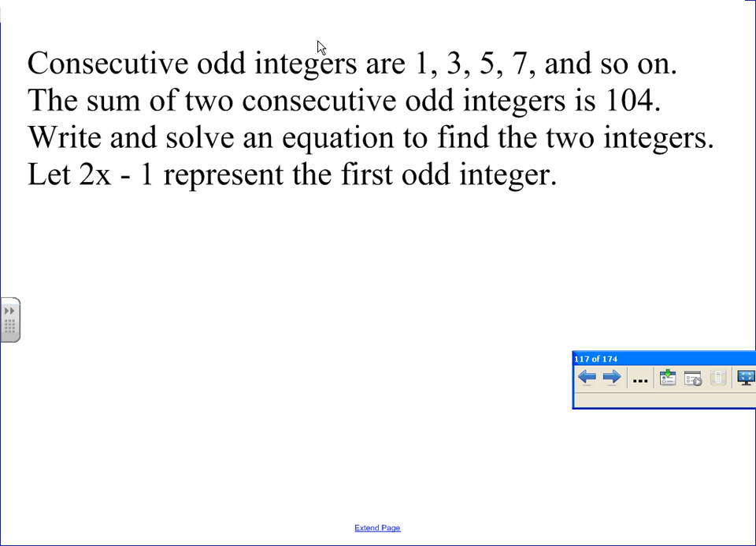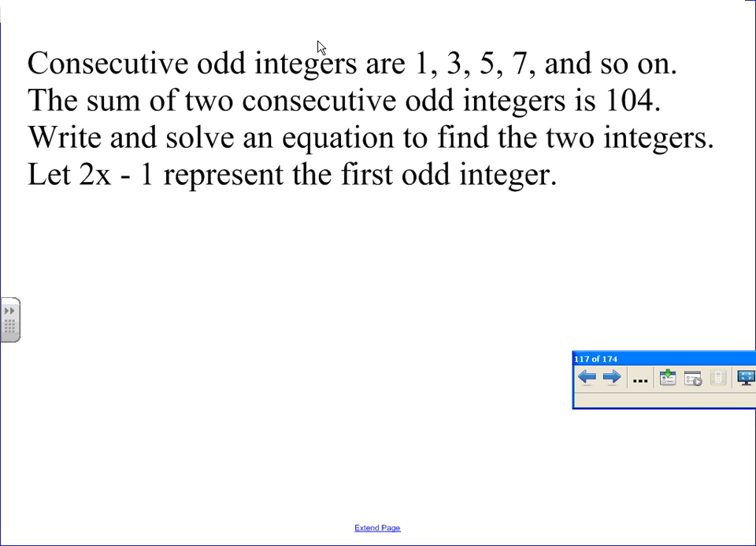All right, so let me read it, and hey, maybe you'll agree that it's a little bit easier the second time around. All right, so the last time we did this, we talked about consecutive even integers. We are now talking about consecutive odd integers. So it says consecutive odd integers are 1, 3, 5, 7, and so on. The sum of 2 consecutive odd integers is 104. Write and solve an equation to find the 2 integers. Let 2x minus 1 represent the first odd integer.